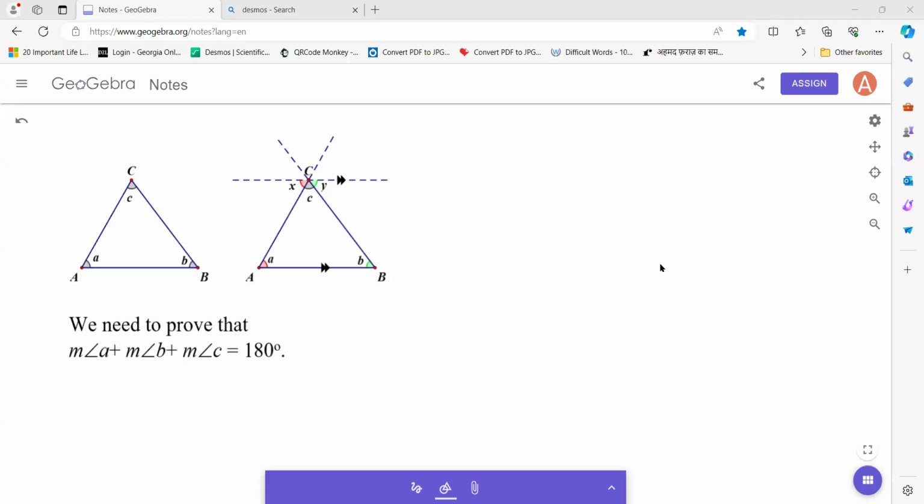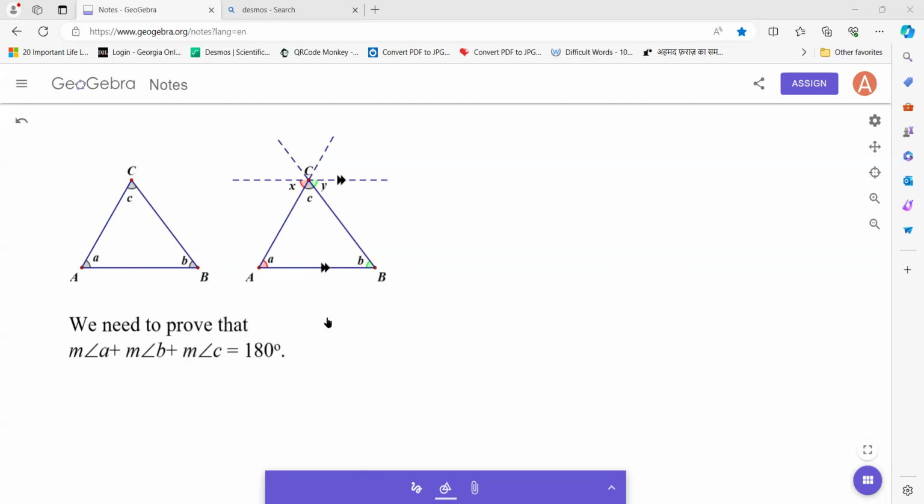So in this video, we'll actually prove two things. First, we'll prove the sum of the three angles of any triangle is equal to 180. So let's say I'm given this picture, triangle ABC. If you add the three angles, small a, small b, small c, the sum is going to be 180. How do we really prove it?